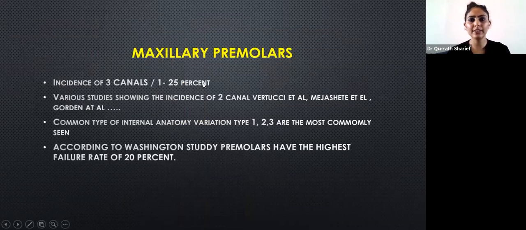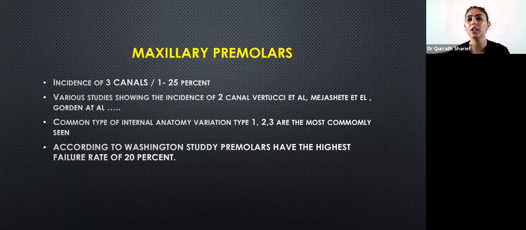So coming to your maxillary premolars, the incidence of 3 canals is 25%. There are various studies that show the presence of these 3 canals. The common types of internal anatomy seen are type 1, type 2 and type 3. And according to the Washington study, the maximum amount of failure is seen in the premolars.